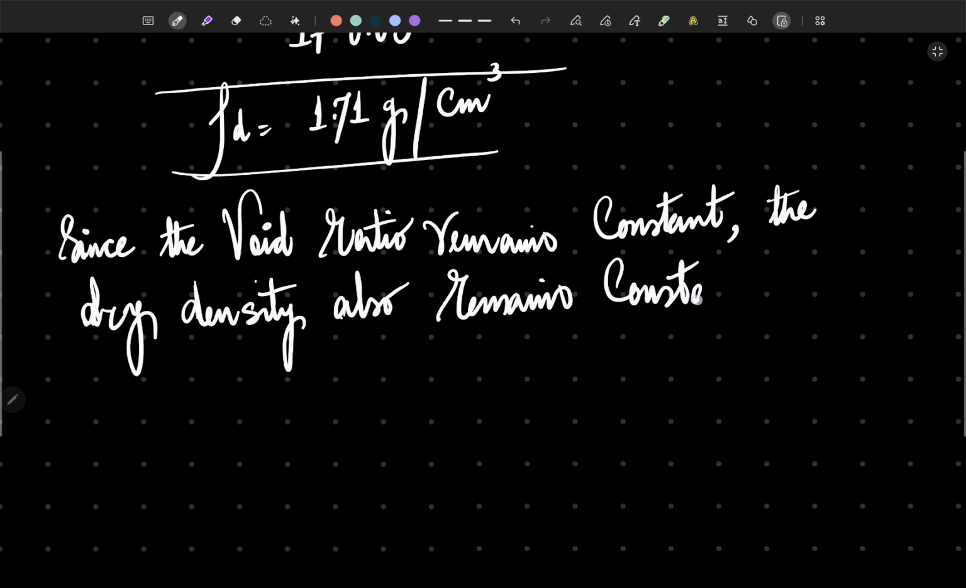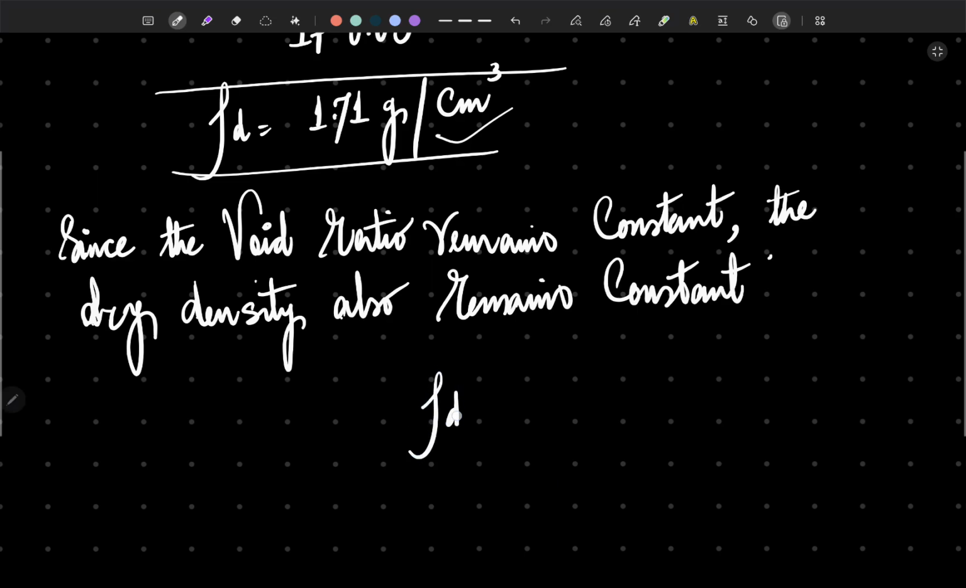It would not remain constant if this had changed, but since the question itself says that the void ratio remains constant, that means the dry density also remains constant irrespective of any water content. So the dry density will be the same. Now I have to find the bulk density for a water content of 10%. I'll be using the same equation.